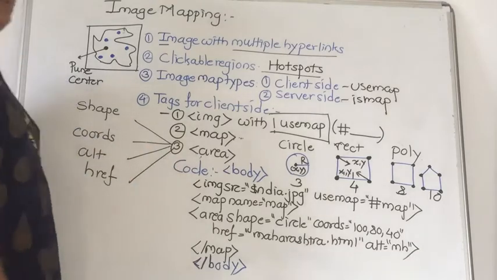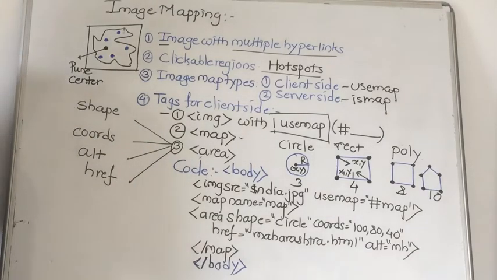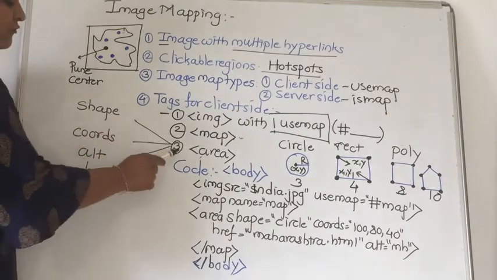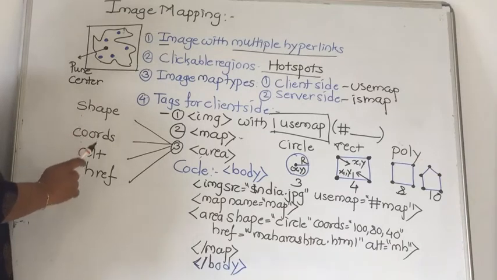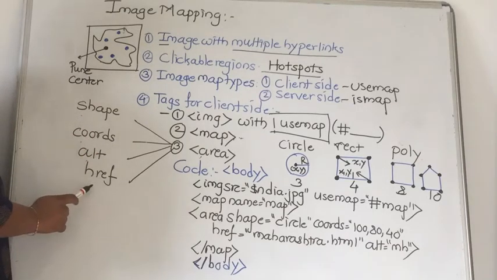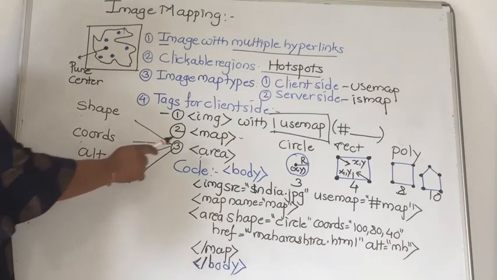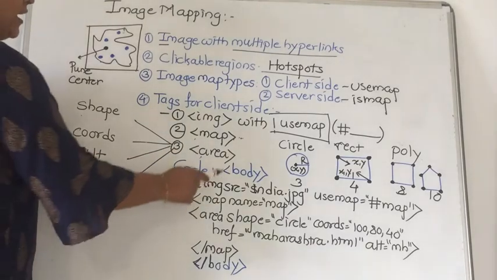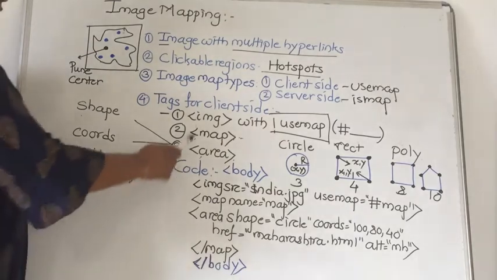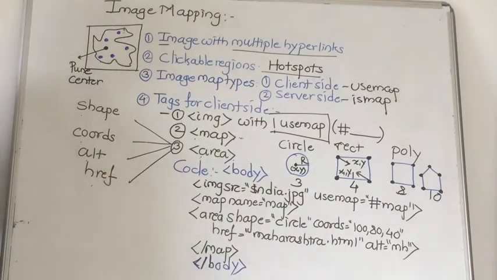The third and very important tag is the area tag, which has four attributes. The first is shape, the second is coords, the third is alt, and the fourth is href. The map tag is a pair tag, that is, it has a closing tag. The area tag is a singular tag. The image tag is a singular tag.